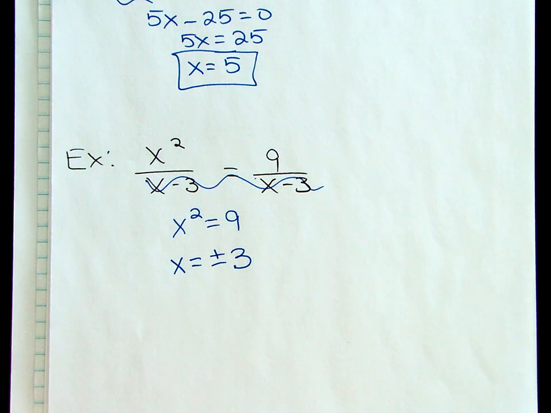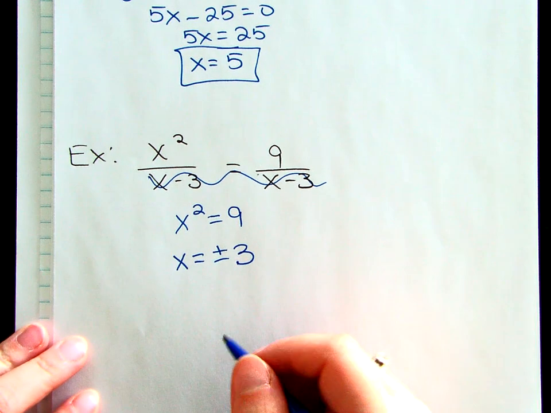The reason why we get to cancel them and just ignore them is because when you have a fraction equal to a fraction, you can cross multiply. Do you remember that? Kind of the butterfly method maybe is how some of you have learned it.